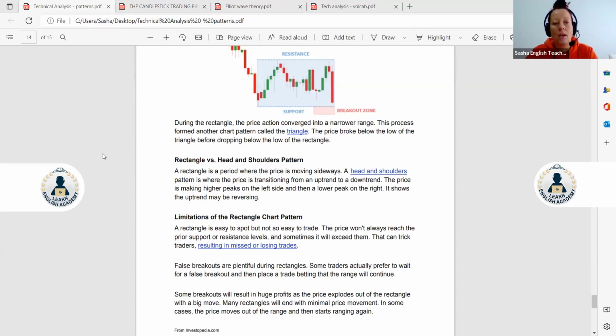So here, rectangle versus head and shoulders pattern. A rectangle is a period where the price is moving sideways. A head and shoulders pattern is where the price is transitioning from an upward to a downward trend. The price is making higher peaks on the left side and then a lower peak on the right. It shows the uptrend may be reversing.